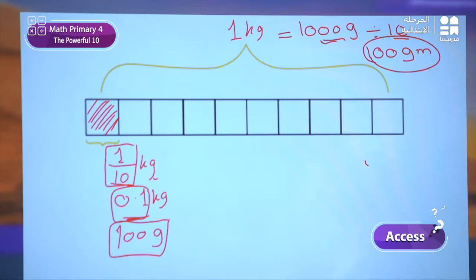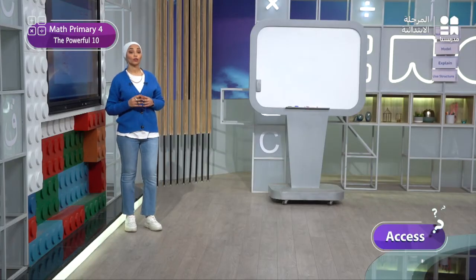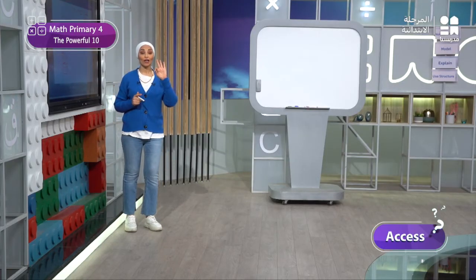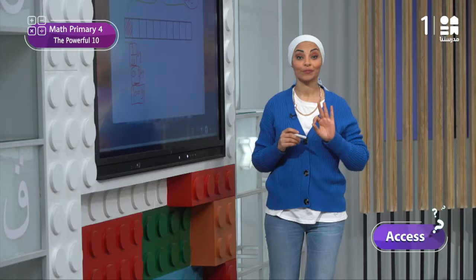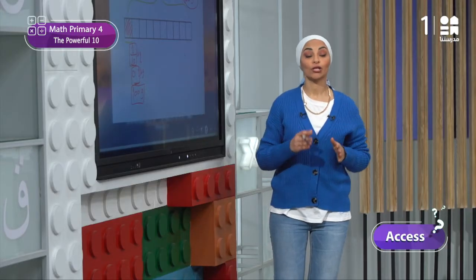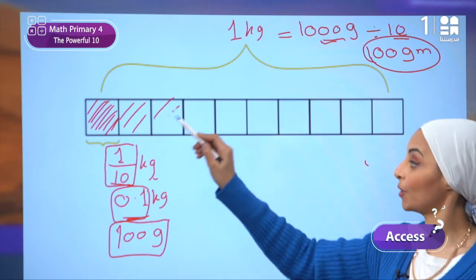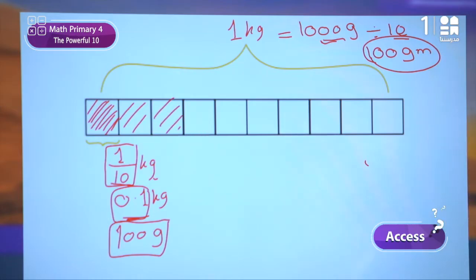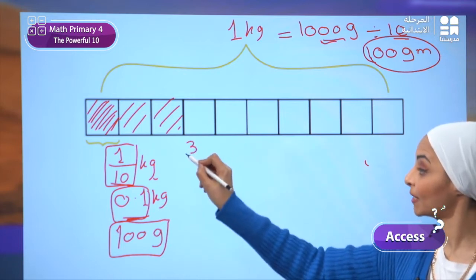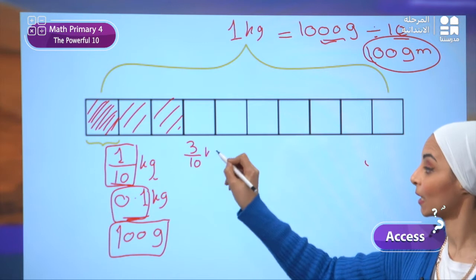So, now what if we want to find the amount in 3 cups? If I want to see how much is in 3 cups, I will shade 3 squares: 1, 2, and 3. Right? And the fraction will be what over what? Yes, 3 squares shaded, so my fraction is 3 over 10 kilograms.